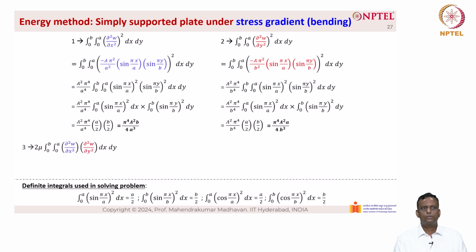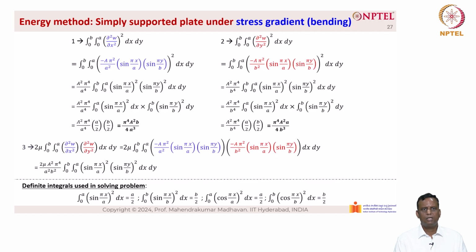So, now the third one is 2 mu into the integral 0 to b, 0 to a of dou square w by dou x square into dou square w by dou y square into dx into dy, and when we substitute it, we get a much bigger equation as you can see on the picture, and again it boils down to 2 mu into a square into pi power 4 divided by a square b square into the integral 0 to b, 0 to a of sin square pi x by a into sin square pi y by b into dx into dy. Again, when we substitute with the definite integral values, where sin square pi x by a becomes a by 2 and sin square pi y by b becomes b by 2, we get an equation as you can see here, which is 2 mu into pi power 4 into a square divided by 4ab.